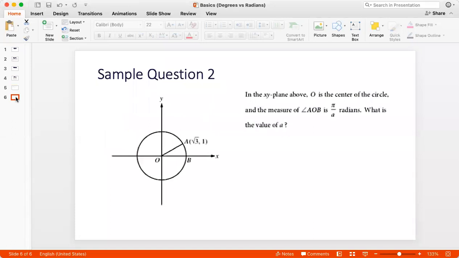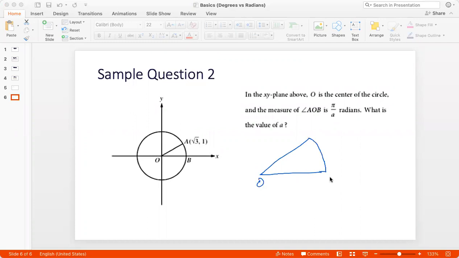Another question: in the xy plane above, O is the center of the circle and the measure of angle AOB is pi by A radians. What is the value of A? So pause the video at this stage and try and solve this question on your own. And once you have an answer, come back and check if you got this right. This is a good question. So let's just draw this in a slightly bigger fashion.